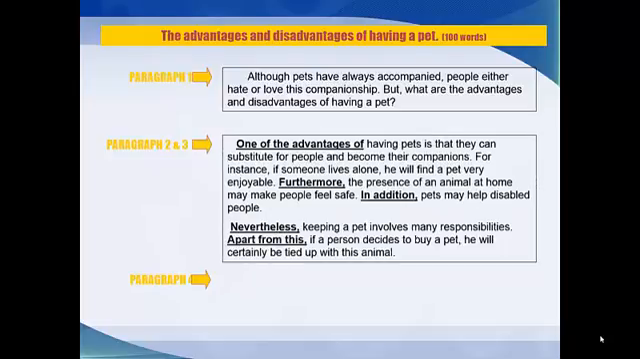For the body paragraphs, one of the advantages of having pets is that they can substitute for people and become their companions. For instance, if someone lives alone, he will find a pet very enjoyable. Furthermore, the presence of an animal at home may make people feel safe. In addition, pets may help disabled people.